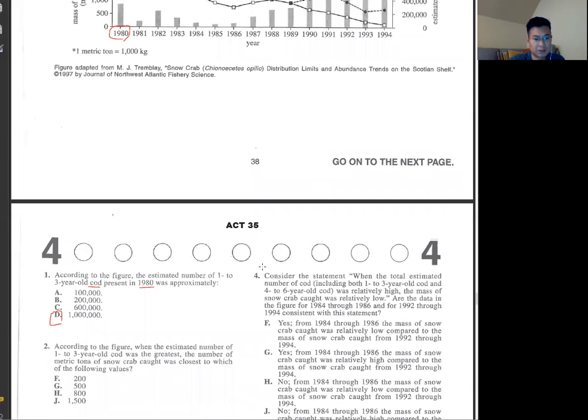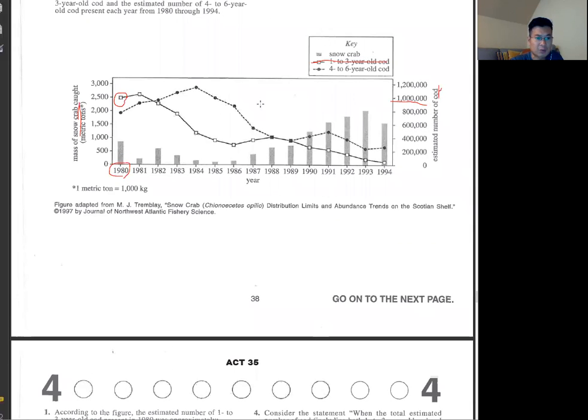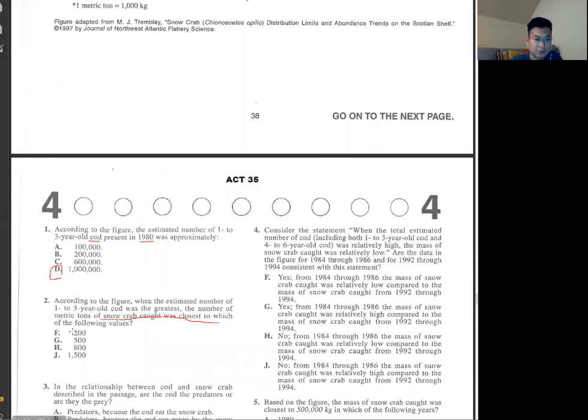And then number 2, according to the figure, when the estimated number of 1 to 3-year-old cod was greatest, the number of metric tons of snow crab caught was closest to which one? So we have to find when the cod is greatest, which is this one. And then snow crab is basically this bar graph. The snow crab is around this part, maybe about 200, so that's why it's F.